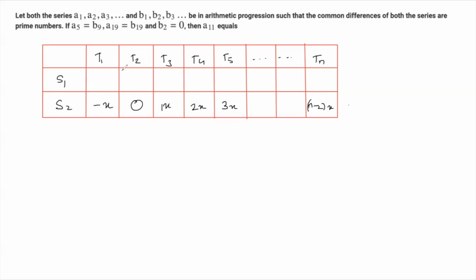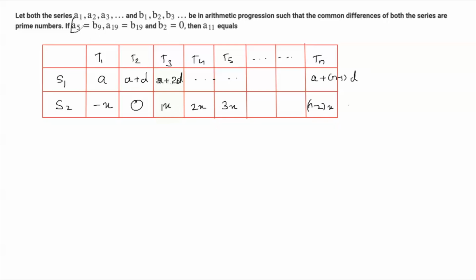Similarly, for the first AP, let's take the first term as A and the common difference as D. So the first term will be A, the second term will be A plus D, the third term will be A plus 2D, and so on and so forth. Your nth term will be like any other AP, A plus (n minus 1) into D, right? Okay, so it seems that now we are in a position to answer the question.